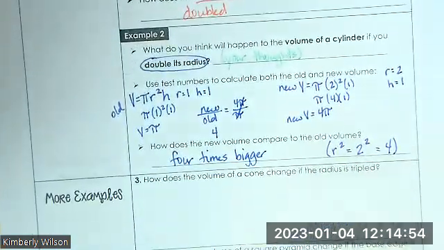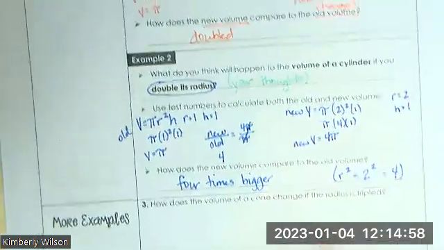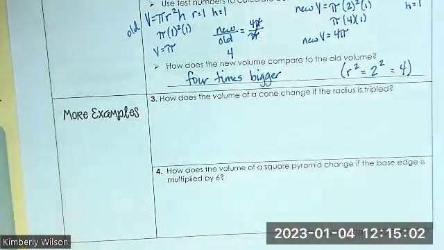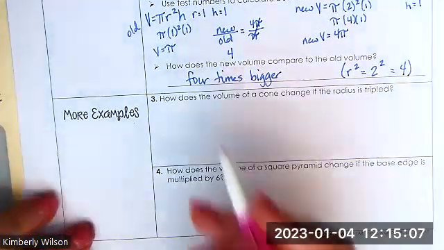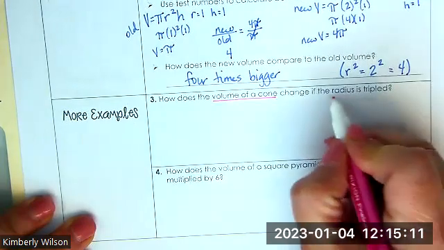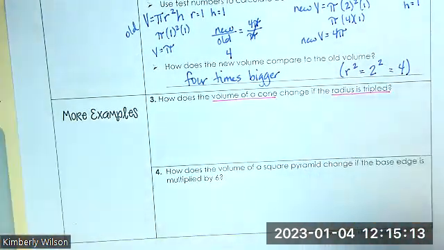Okay, moving right along. Let me angle this versus move the paper up. It makes it a little bit easier. Okay, looking at number 3. How does the volume of a cone change if the radius is tripled?